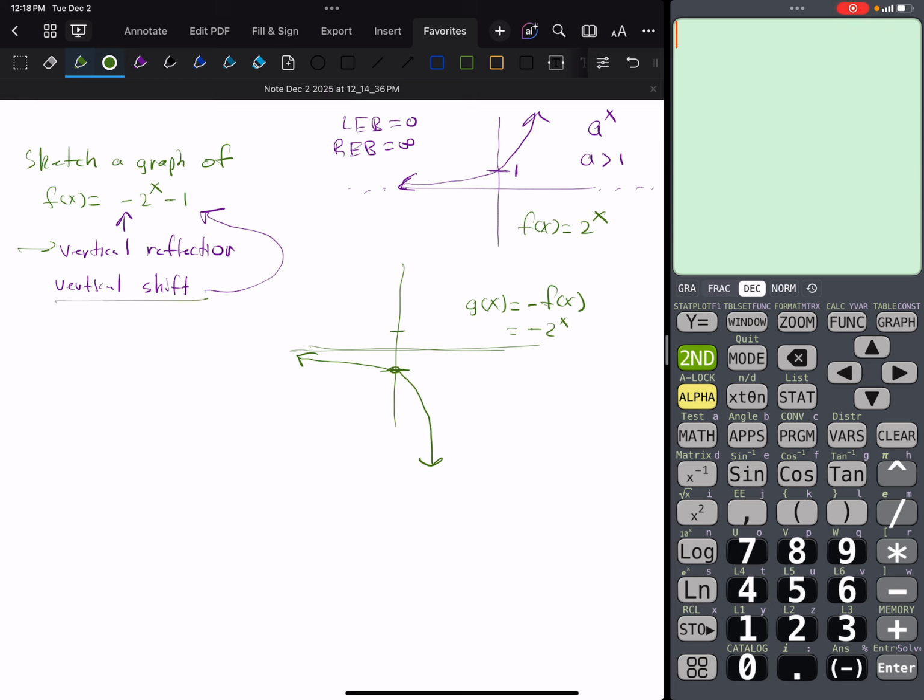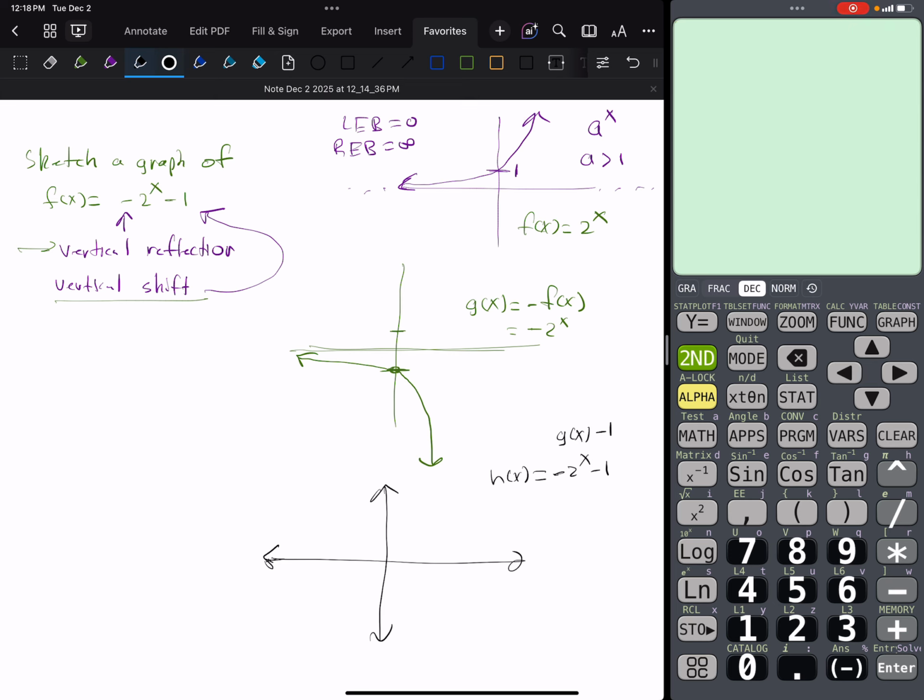Now I need to do the vertical shift. And so that's kind of my first sketch, my intermediate sketch. And then this will be the final version of my sketch. We'll call it h of x. h of x equals negative 2 to the x minus 1. And so what I want to do is take that, which was my g of x, and subtract 1 from all of the outputs.